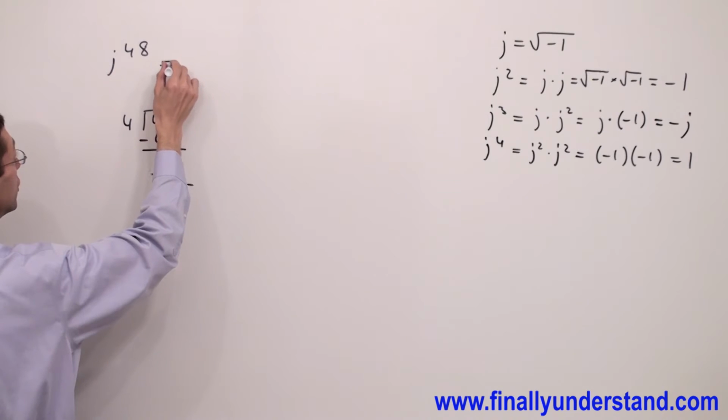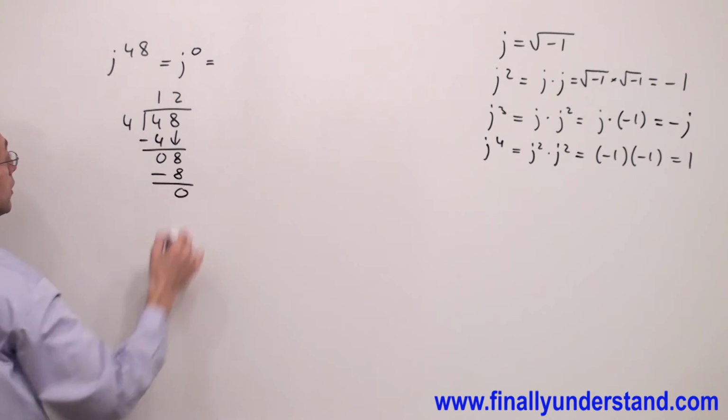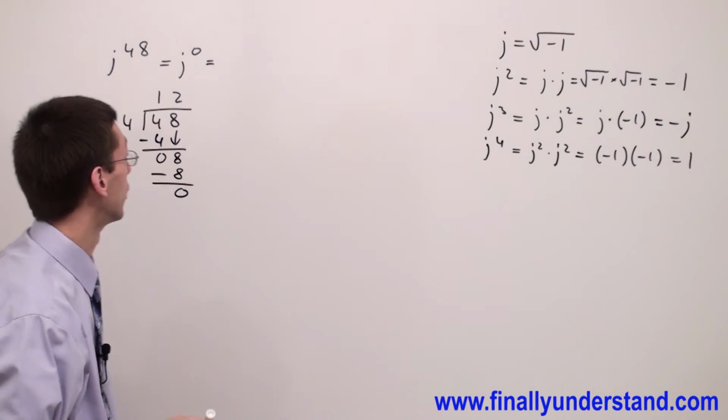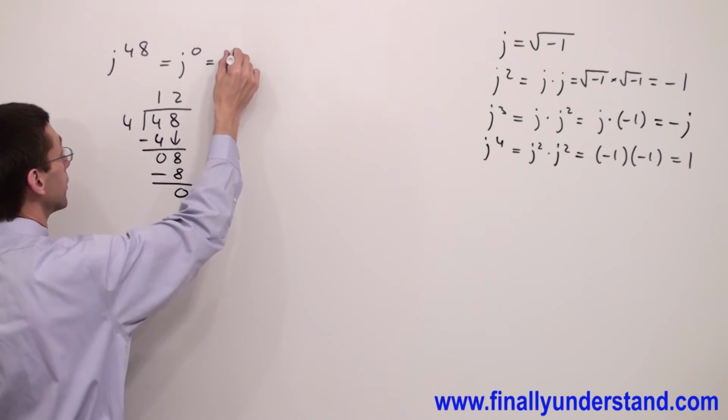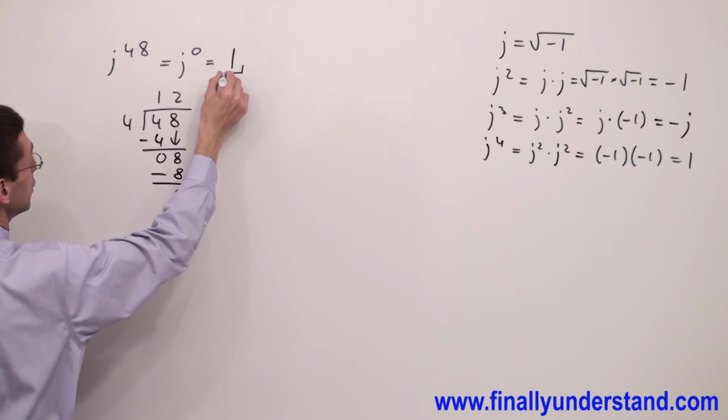So this is the exponent for my j to 0. Okay? J raised to power 0 is equal 1. Okay, so this is the solution to my problem.